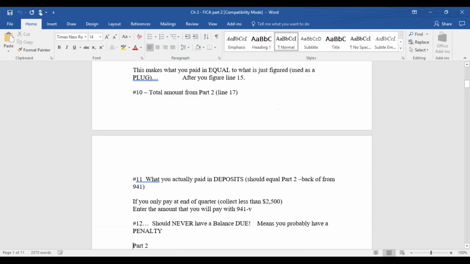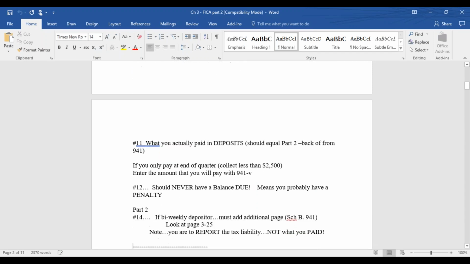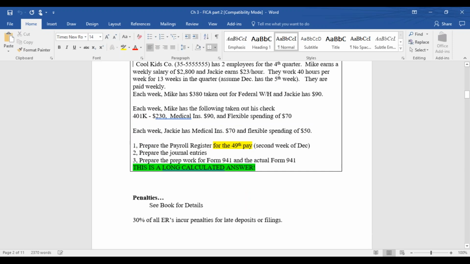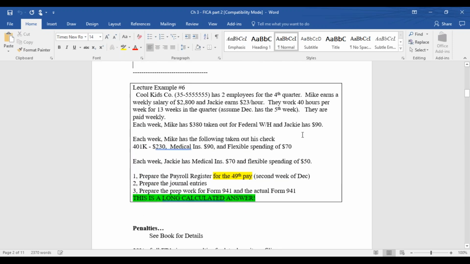All right, so let's go ahead and do that. Let's go through an example, and this will take some time to go through. Essentially what we have here is 2 employees. We're in the 4th quarter. I give us their federal ID number, it's their employer ID.